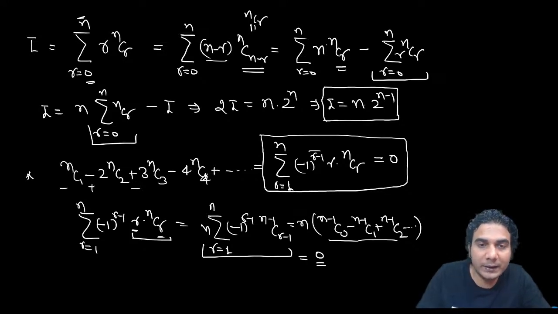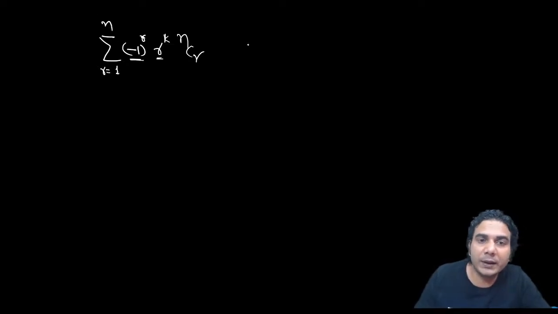All right, it will remain 0. So let me tell you this: whenever you have r raised to k in product with nCr, and you have alternate plus minus sign, this (-1) raised to r will give you alternate plus minus sign. r starts from 1 to n.